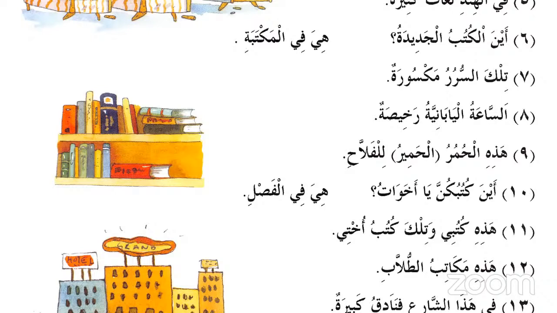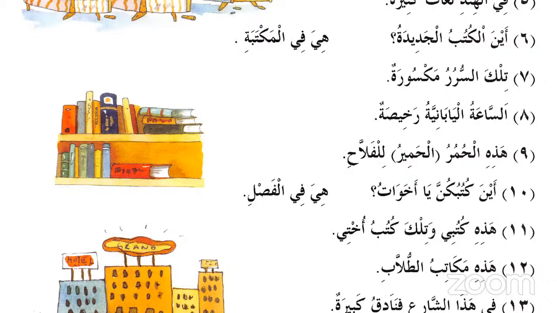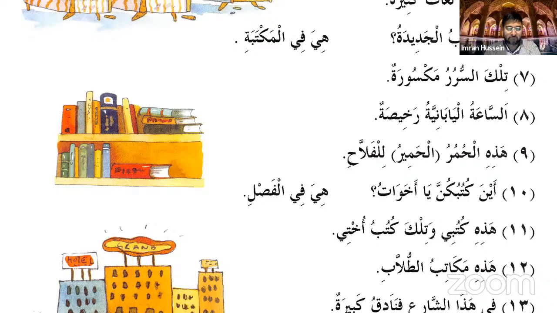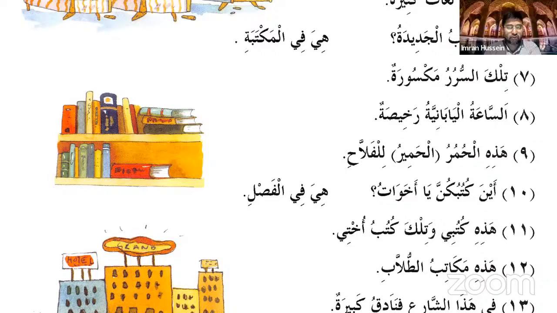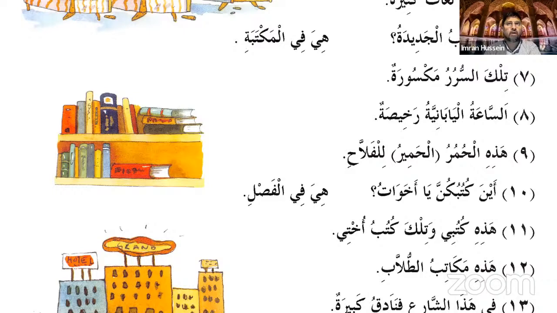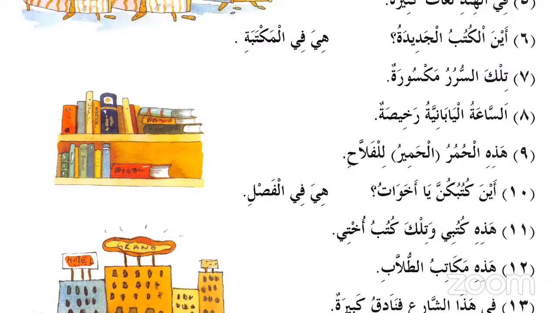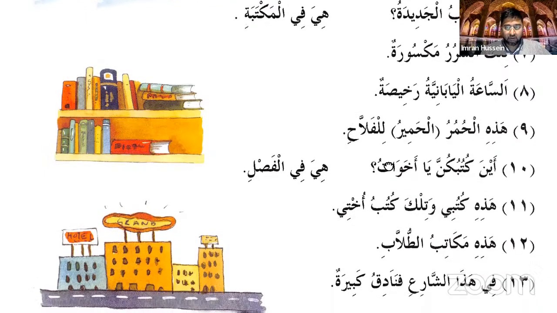Yes. Number 9. Hazihi al-humuru lil-falahi. Humuru is donkeys. Okay, donkeys. Now, these donkeys are lil-falahi, farmer. These donkeys belong to the farmer. Correct. Number 10 as well. Do number 10 as well, please.